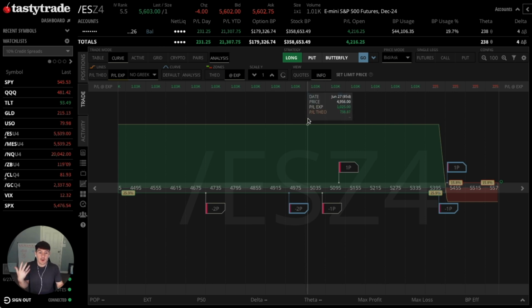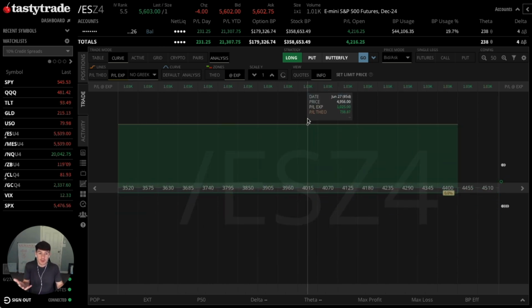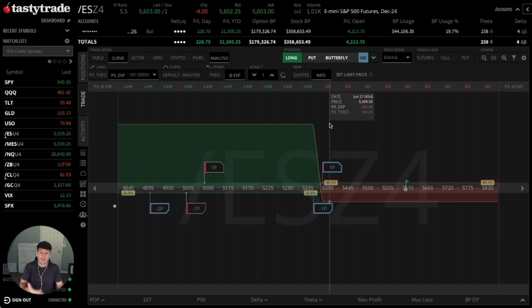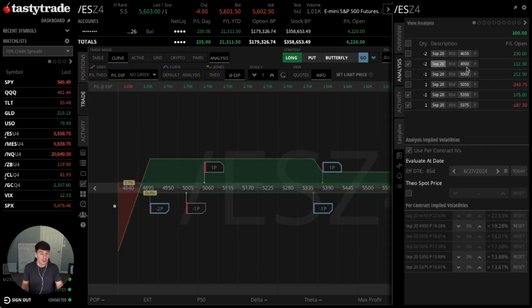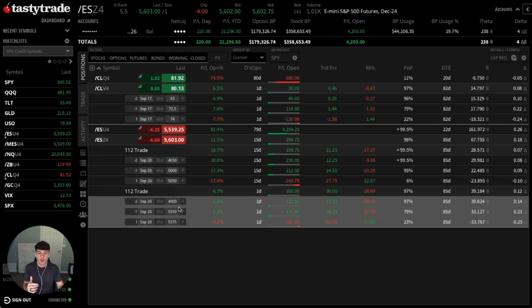Now the question is, how do we know when to put this on and when to convert this into a PDS hedge? Most times what we want to do is wait until these two short puts, like I just closed here, have a profit of 80 to 90%. So once we see these two short puts have an 80 to 90% profit, which you can see here on the positions tab.